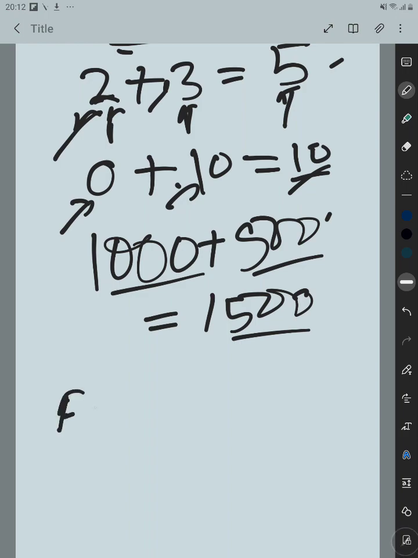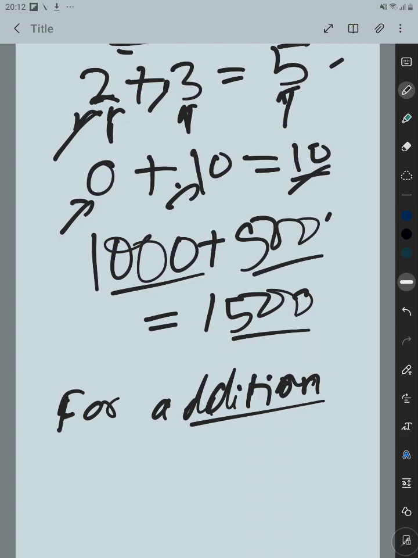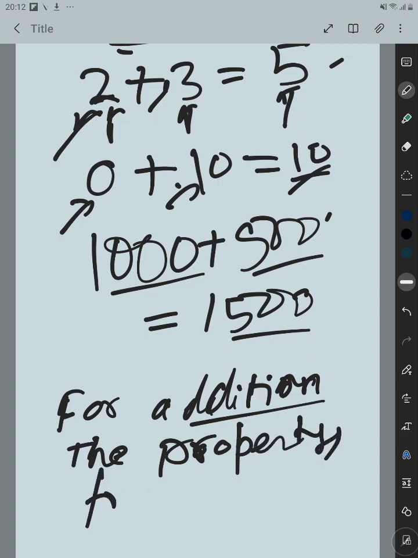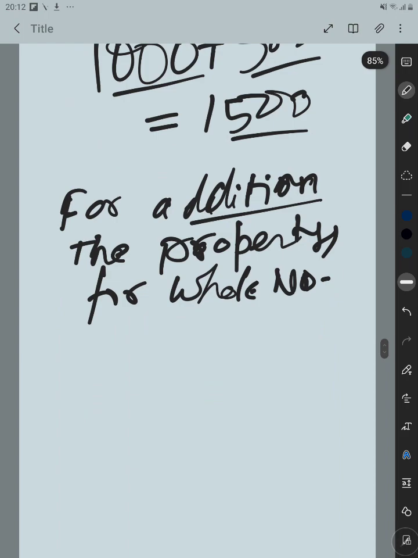For addition the property is closed. For what? For whole numbers. For whole numbers it is closed. Now, second, we come to subtraction.